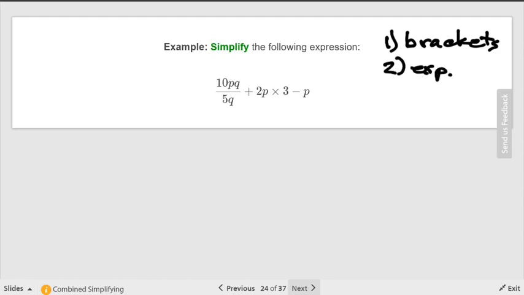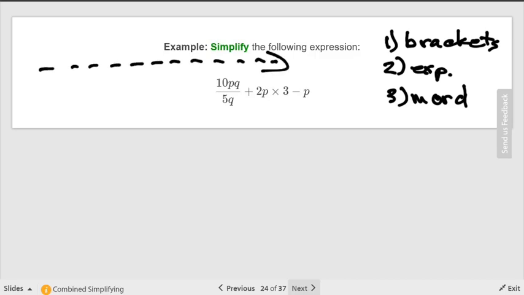Don't worry about this. You're not going to have any exponents to expand. You might have some exponents, but they'll be in the division, like we just talked about. Next, we look for multiplication or division. And remember, you look for them from left to right, just like you're reading a book.